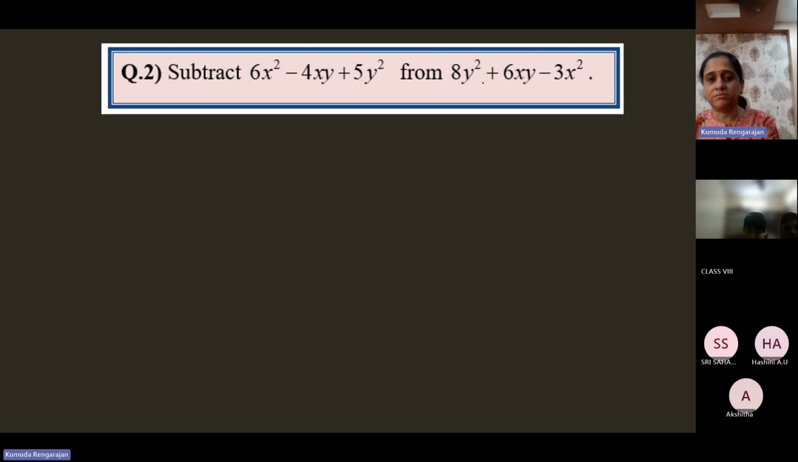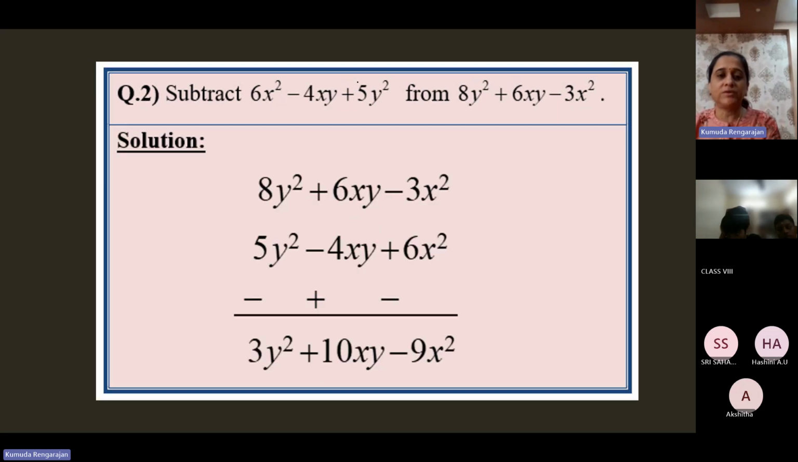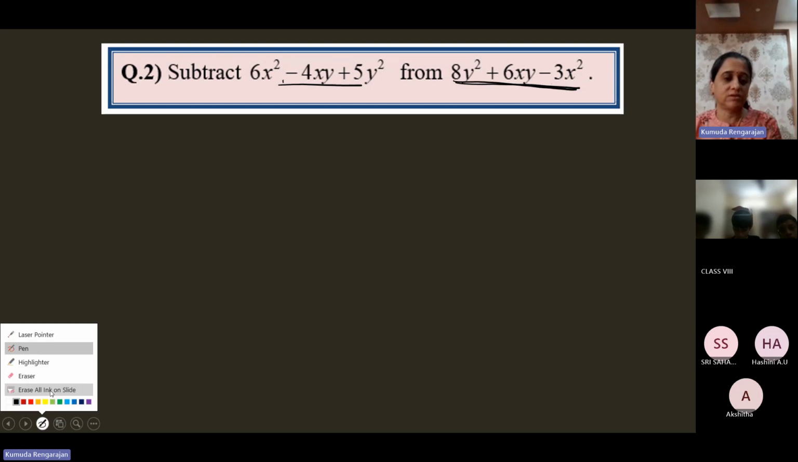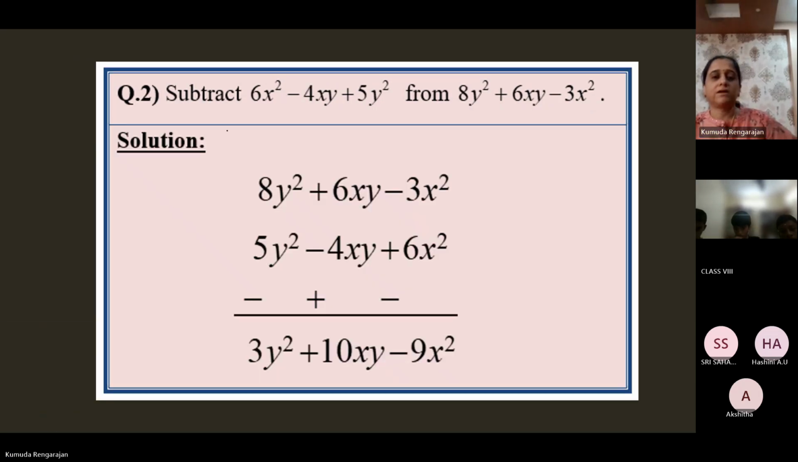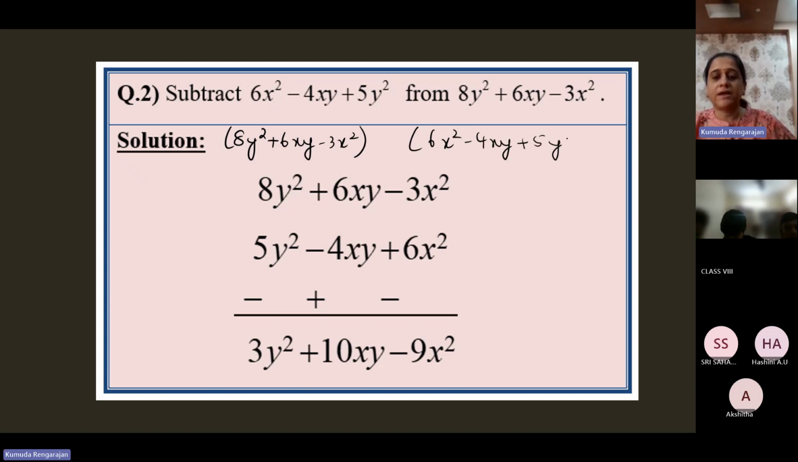Now subtract. So write this expression first because this expression is after from, so write this first and then this one. And between the 2 brackets, you should put a minus sign, or you can do it in the vertical method like this. In the horizontal method, you will write this one first, and then this one. And you will connect the 2 brackets with a minus sign.